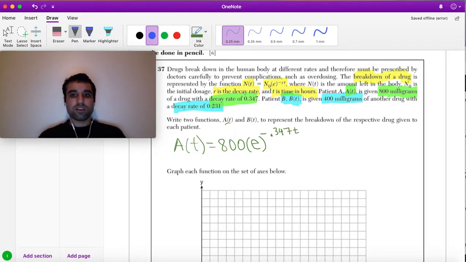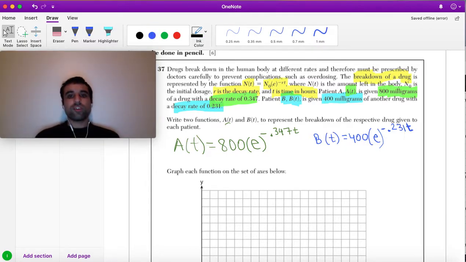Now if I want to write the B of t function, B of t starts with 400 milligrams. Still using base e, but the rate of decay is 0.231, so we'll write e to the negative 0.231 times t. Okay, so that's all they said to do, to write the two functions to represent the amount of the drug in each patient's body and how it breaks down through time.